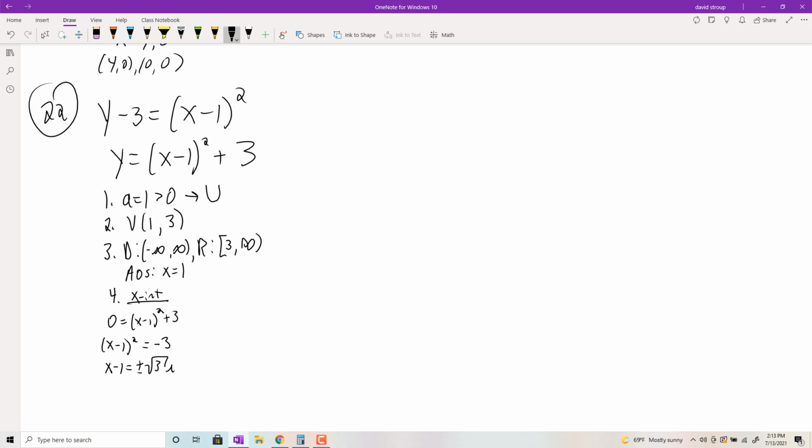And here you don't have real solutions. So when that happens, you don't have any x-intercepts. Okay. And you could just leave your answer like that.